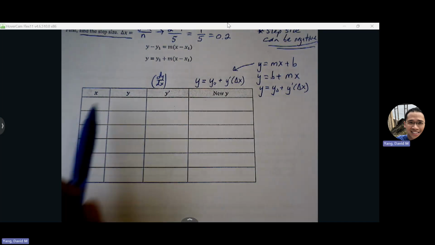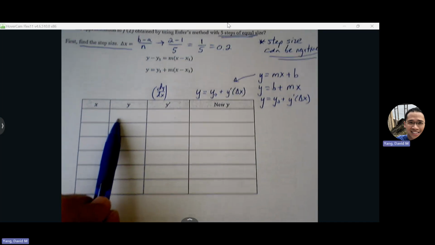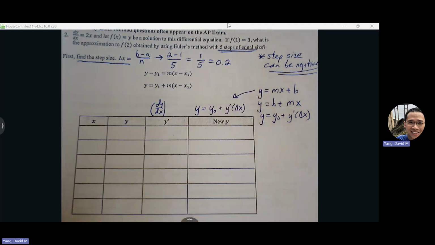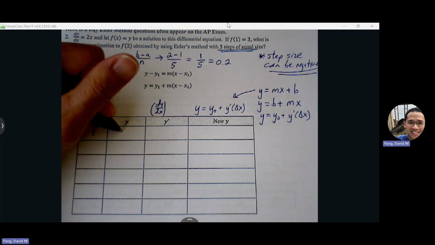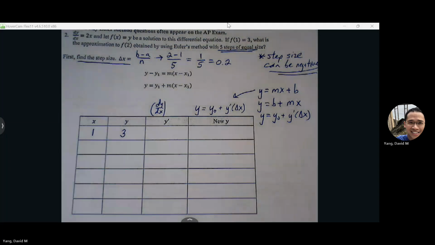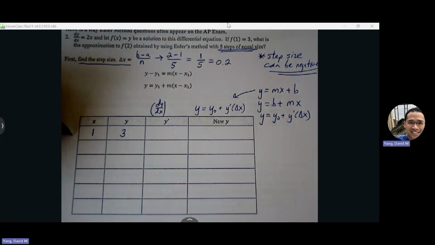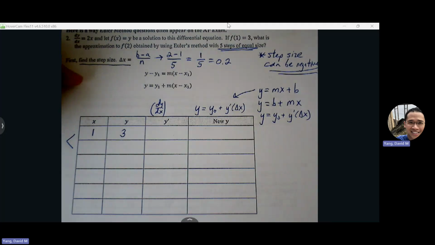So first, you're going to start off with your ordered pair. Your ordered pair is at 1, 3. That's your starting point, so go ahead and put those values down. And your step size is a positive 0.2. So you're going to keep adding 0.2 until you get to your destination.